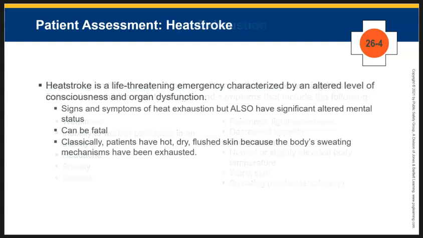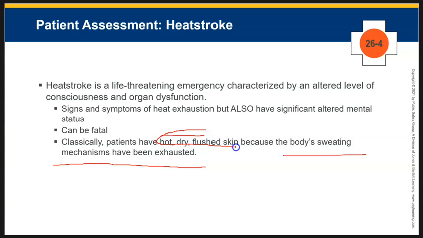When that patient progresses to heat stroke, this is that life-threatening emergency. They have just overcome their body's ability to regulate with the heat. The sweating mechanism traditionally has been exhausted, and so consequently they're going to have red and hot, dry skin as a result. In addition to some of those other pieces of heat exhaustion, this can be one of the differentiations that we encounter, but most importantly, they're going to have altered mental status.